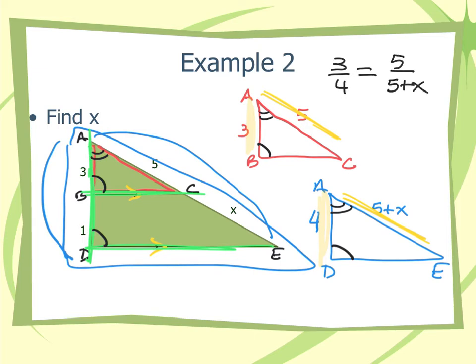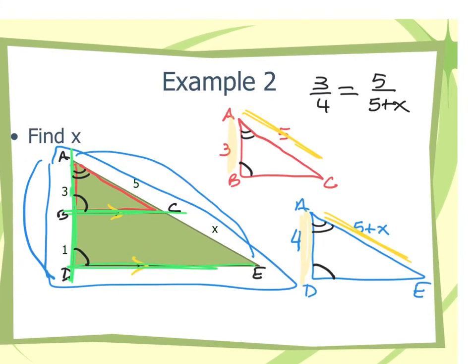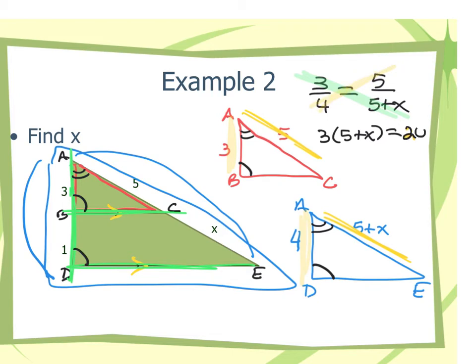And now I'm going to solve the proportion. I'm going to multiply diagonally. So I'm going to multiply 3 times the 5 plus X. And then I'll do this diagonal, 4 times 5 and get 20. I'm going to distribute.